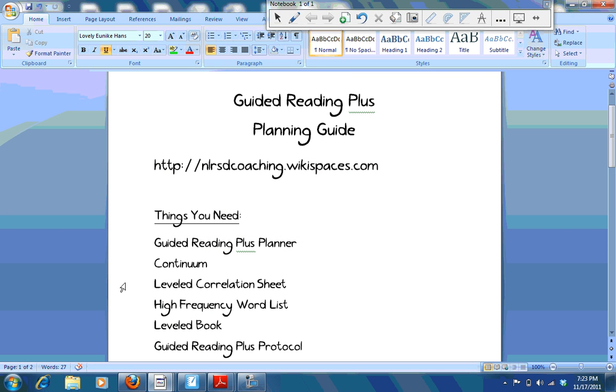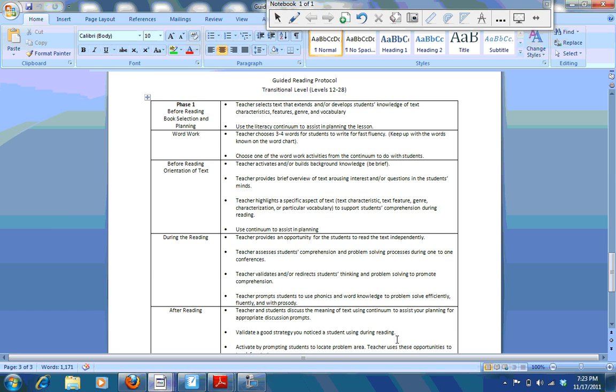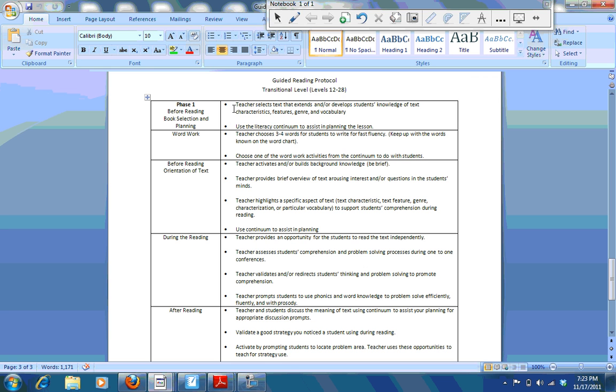Then we have our high frequency word list, because you're going to need that when you're planning your word work as well, and I'll show you that on the Guided Reading Plus planner. Plus, of course, you need your leveled book and the Guided Reading Plus protocol. Let's go to that Guided Reading Plus protocol for just a second. Now, our focus today is the transitional level, so you would go to that page that talks about the transitional level, and you'll see that it just gives you the things to consider as you are going through the text.